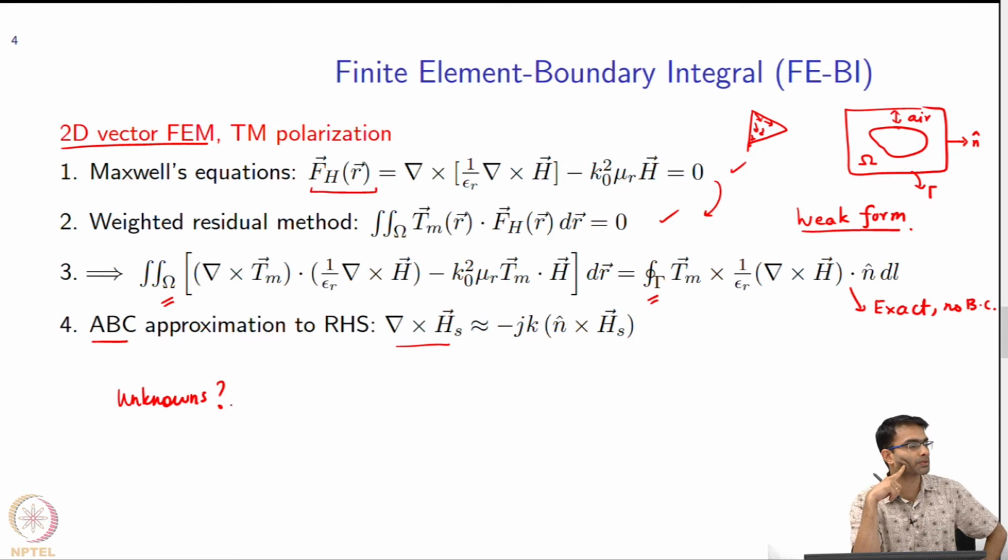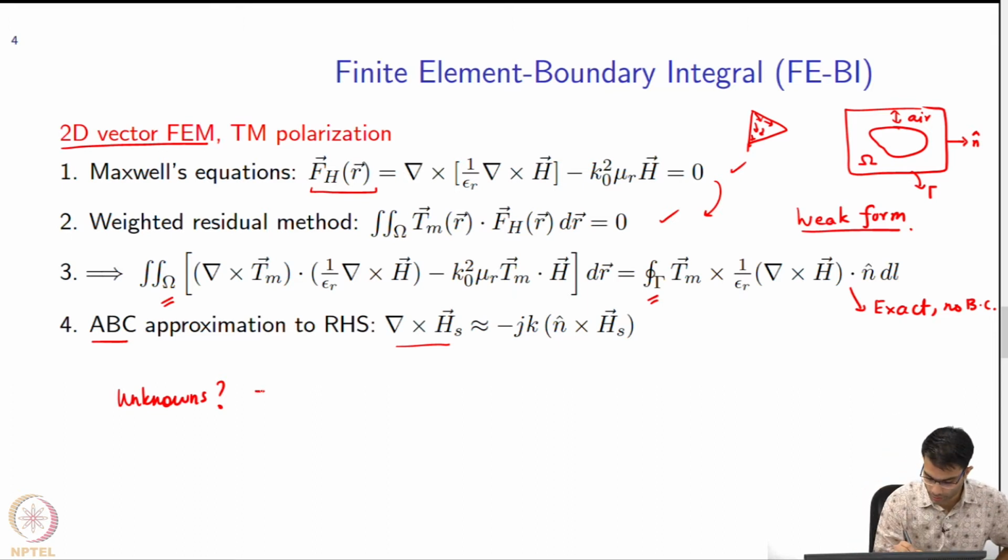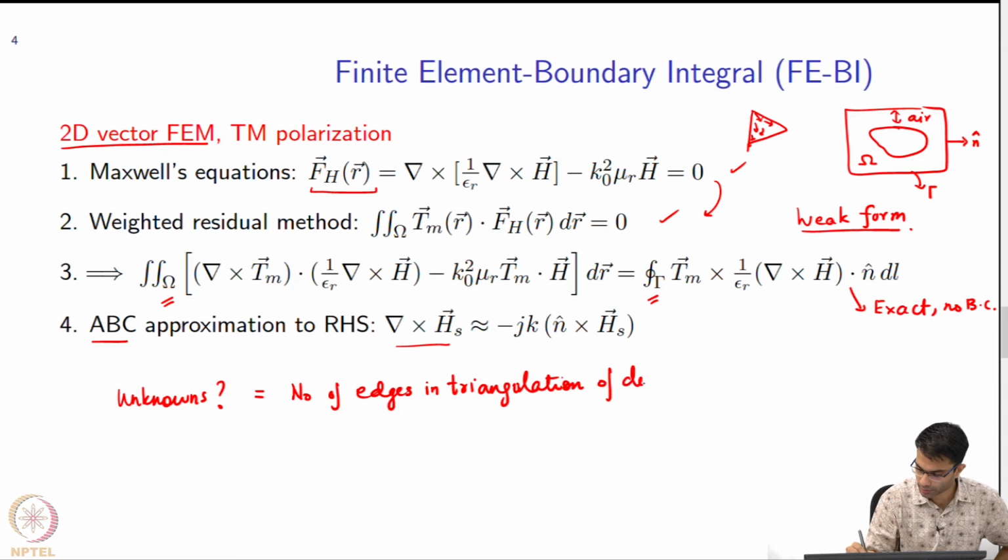What are the number of unknowns in this problem? As many triangles, I mean as many elements. No. As many edges, right? It's going to be equal to the number of edges in the triangulation of the domain.